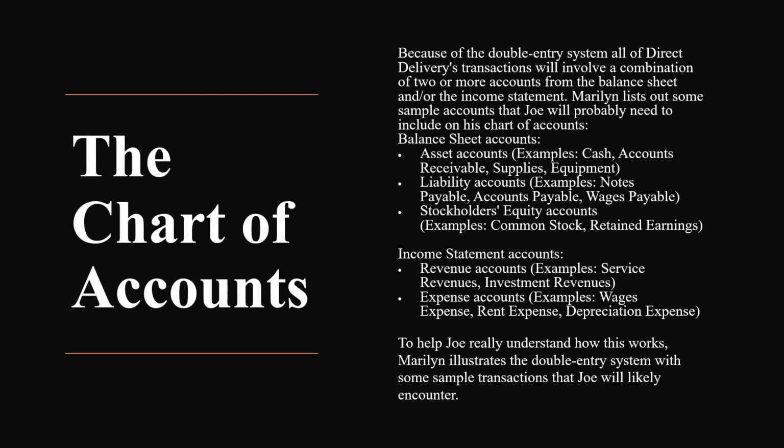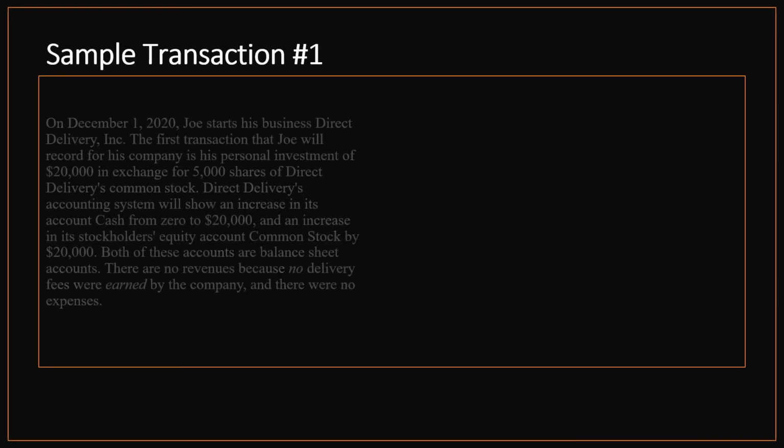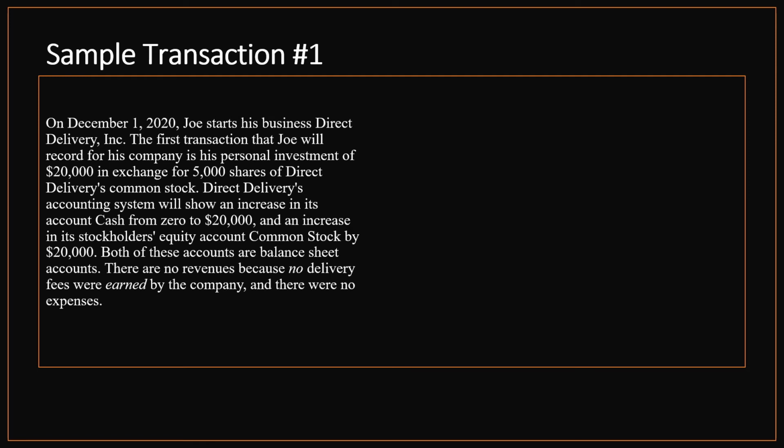To help Joe really understand how this works, Marilyn illustrates the double entry system with some sample transactions that Joe will likely encounter. Sample transaction number 1. On December 1, 2020, Joe starts his business, Direct Delivery Incorporated. The first transaction that Joe will record for his company is his personal investment of $20,000 in exchange for 5,000 shares of Direct Delivery's common stock.